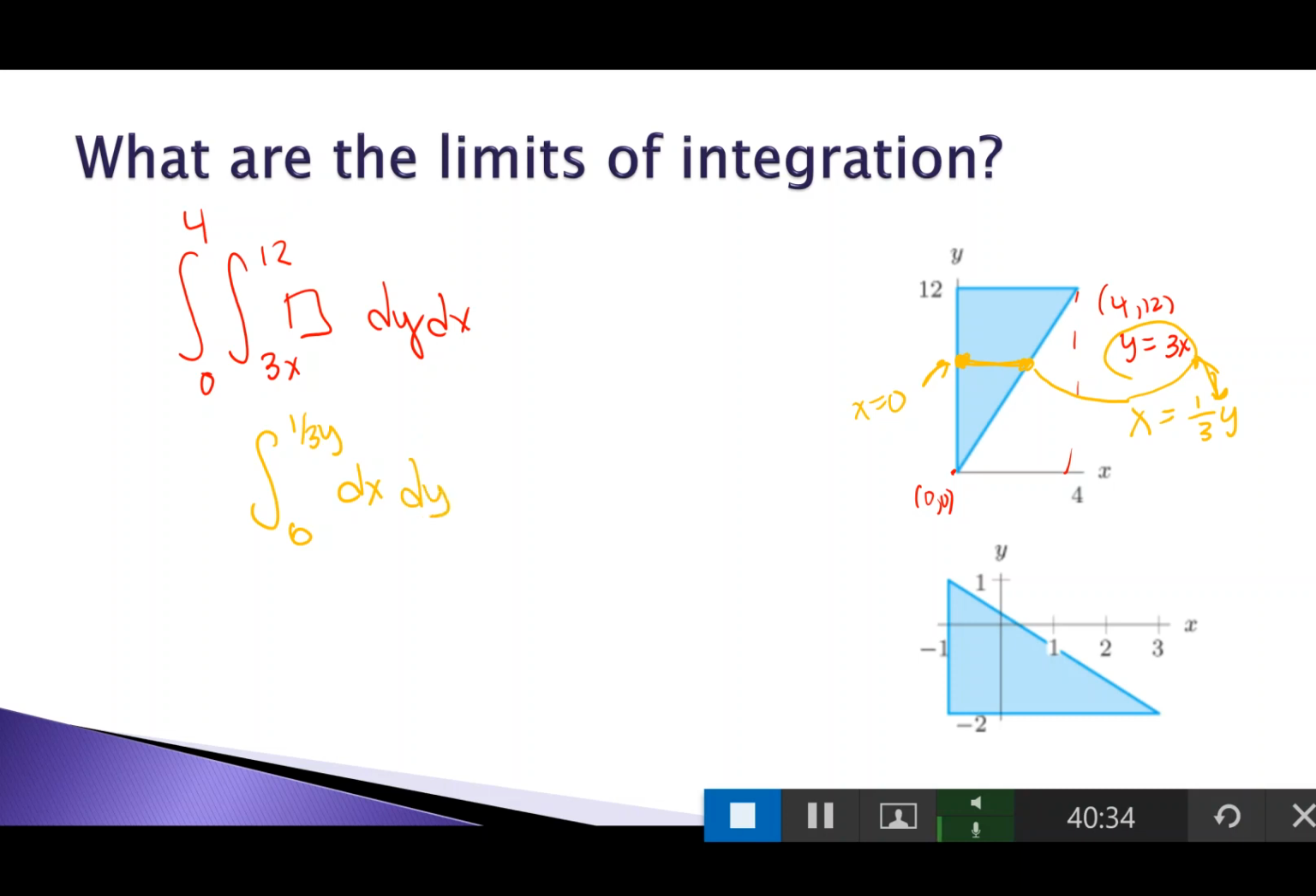And then again, on the outside, I look at the extremities. The lowest y value is 0. That's a 0 there, not a 6. And the highest y value is 12. So I'm always looking for extremities. Both of those, depending on my function on the inside, will give me the same answer. But notice my limits of integration are much different. So you're going to think bottom to top for dy, left to right for dx, remembering that outside is always a constant.